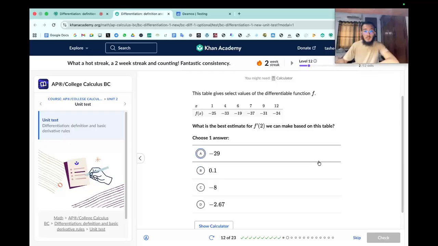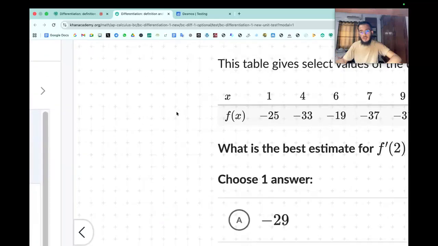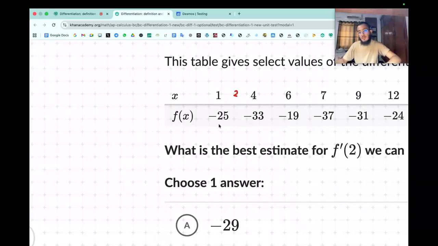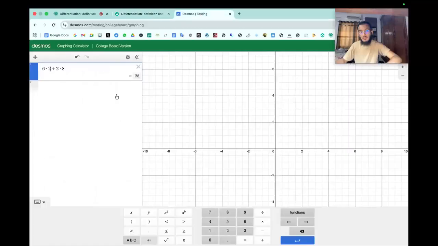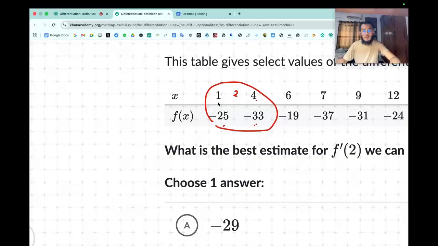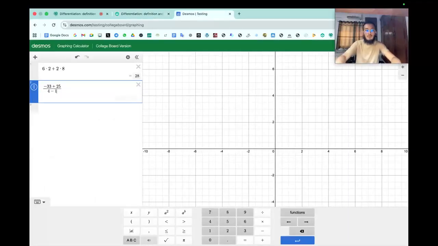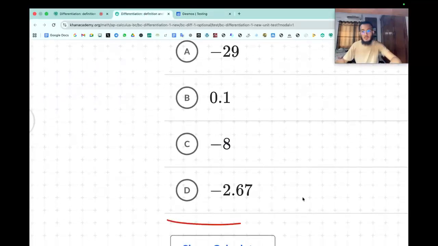Okay. This table gives values of a differentiable function f. What is the best estimate for f prime 2 we can make based on this table? Best estimate on this table, 2 is here. So if you try to find the gradient, let's say this is x2. So y2 minus y1, negative 33, positive 25, x2 minus x1, 4 minus 1. We have negative 2 point something, so it's negative this thing.